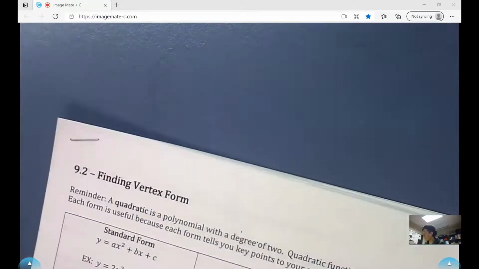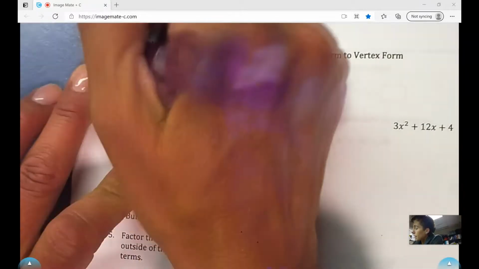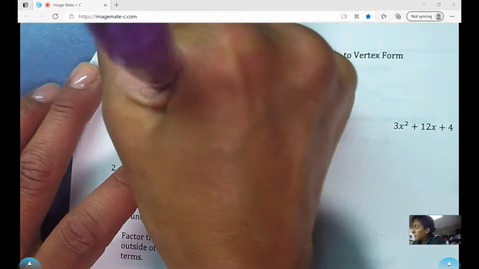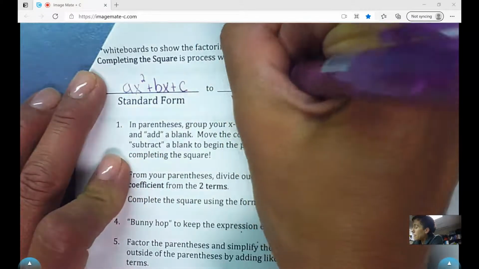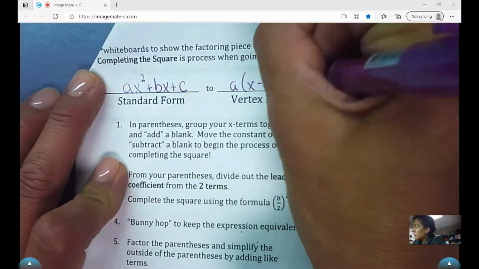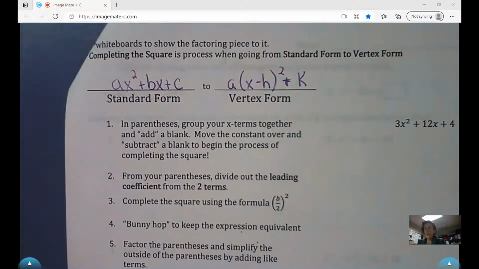All right, so we're going to be skipping page 12 for now and just jumping to page 13. And now, without the use of my algebra tiles, I am going to be showing you how to go from standard form to vertex form. Remember, if I'm going too fast, just pause the video. And this process is known as completing the square.